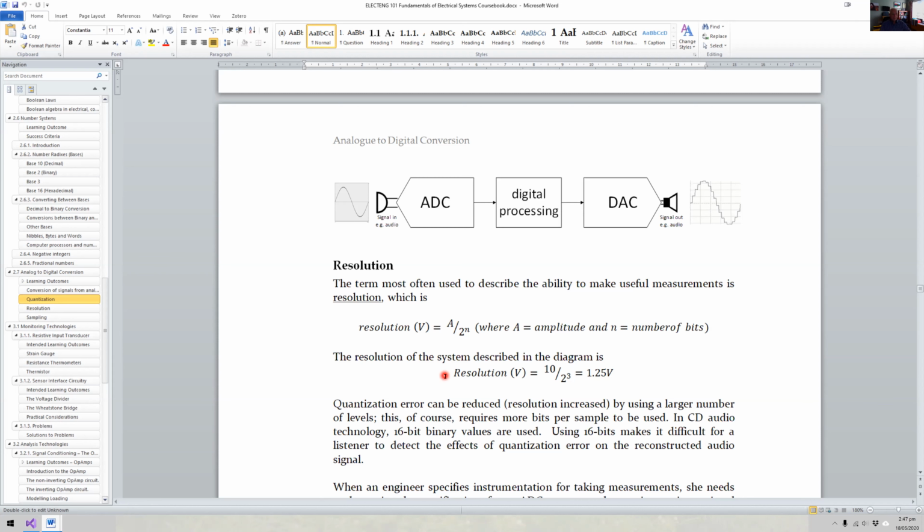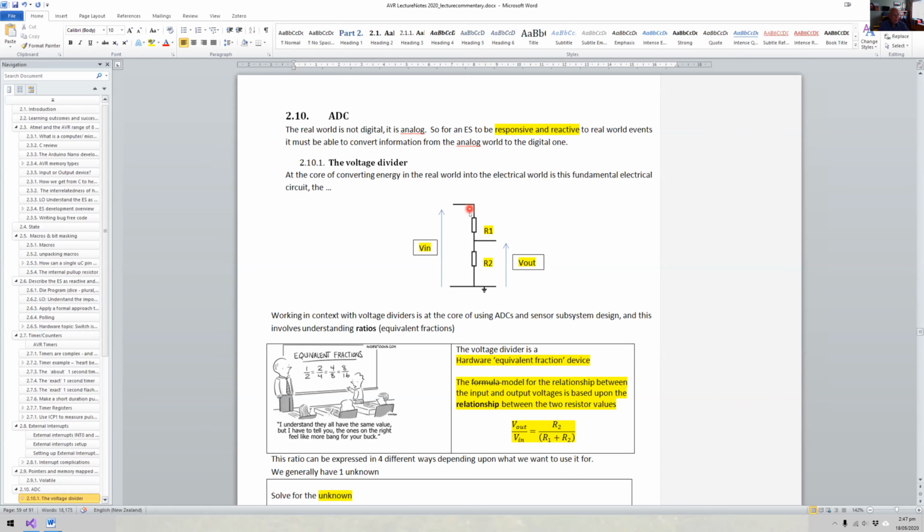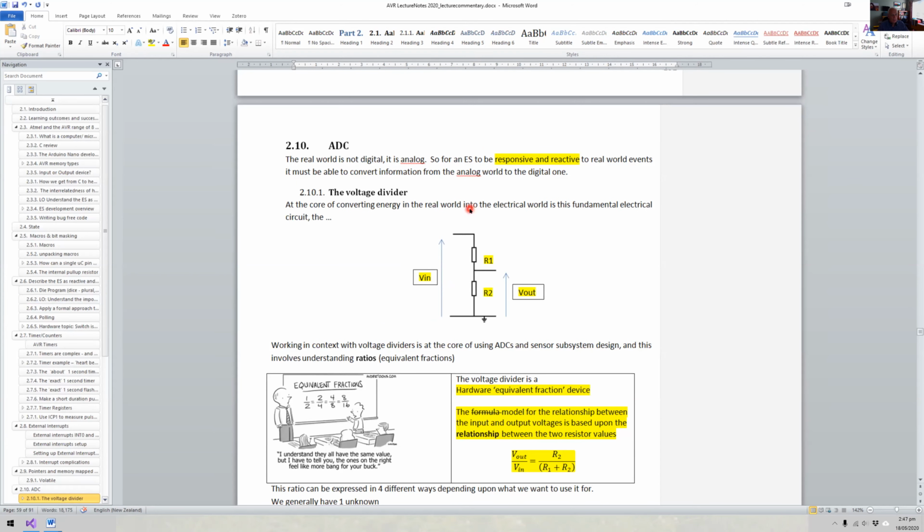Now, let's have a look at our notes for ComSys 201. So we've got this signal on the outside. Well, how do we get it into a digital form? Well, actually, the first thing we need to do is turn whatever it is in the real world into a voltage. And typically, the most fundamental aspect of that is using the voltage divider.